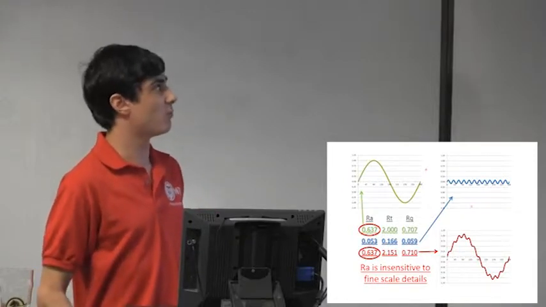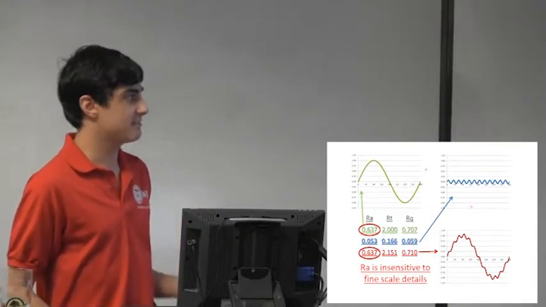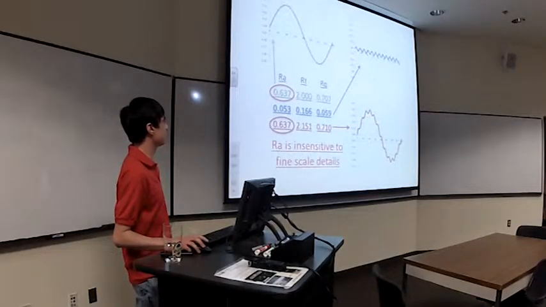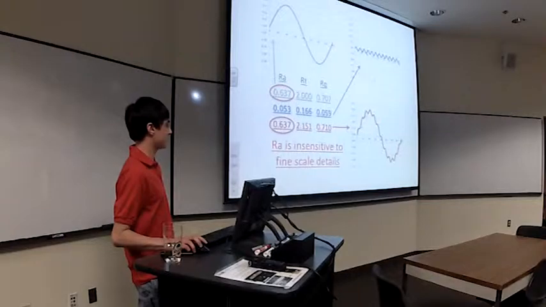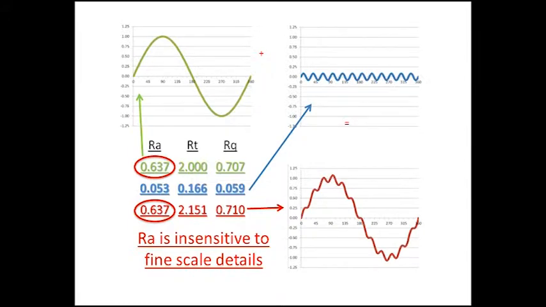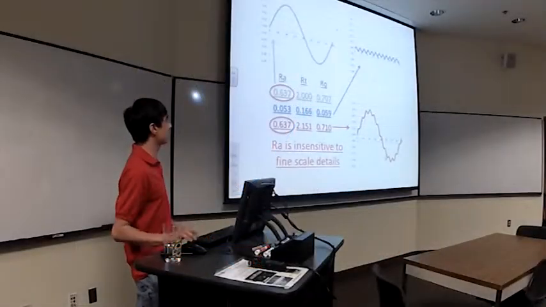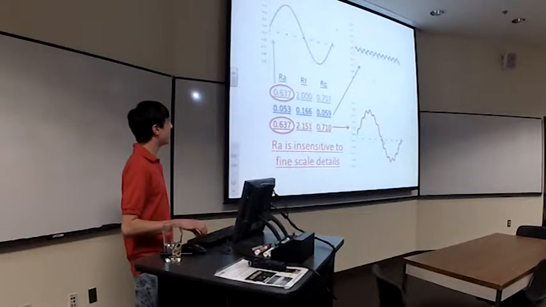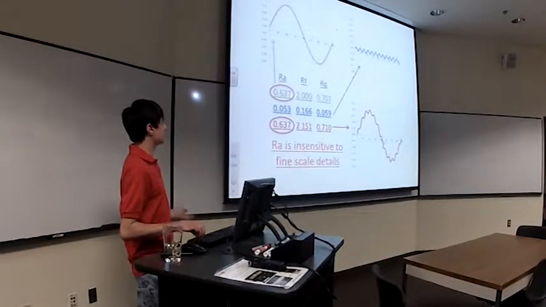This is just a demonstration of why RA is kind of terrible. RA is very insensitive to fine details. So if you take two different profiles, one with a very large wavelength and one with a very small wavelength, and you superimpose them on each other, you get this composite right over here. And if you measure the RA for both of them, basically they're the same. For the red and the green, they're basically the same, even though it has this finer detail over here. So this is a problem. I mean, you would expect finer details to play a significant role in fatigue. So we need a better way to do this.